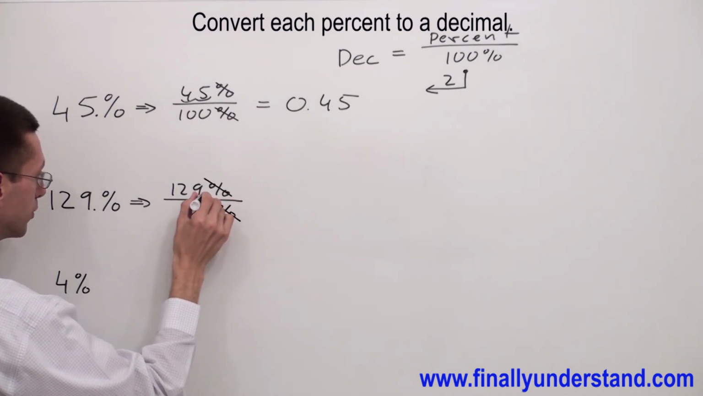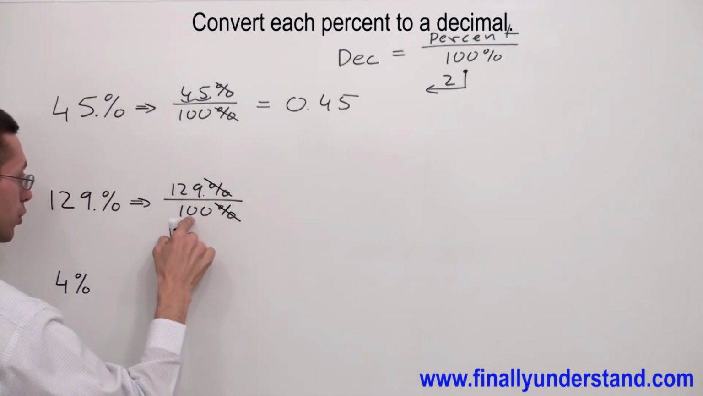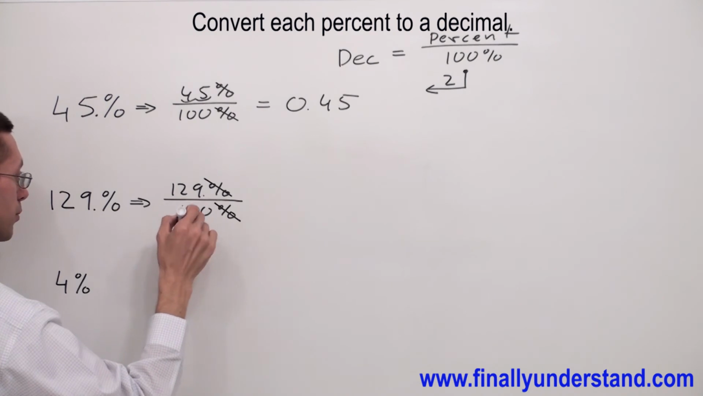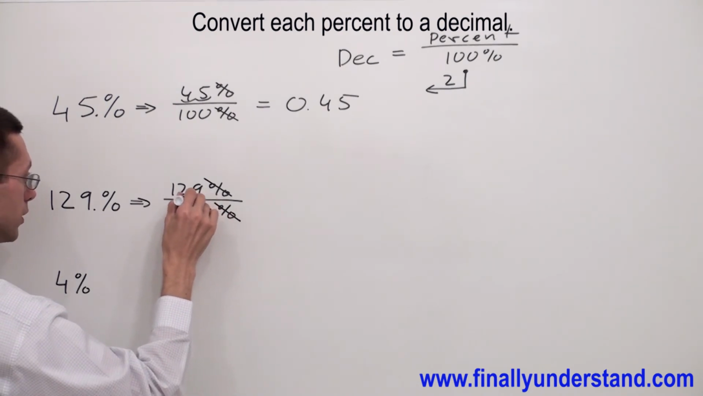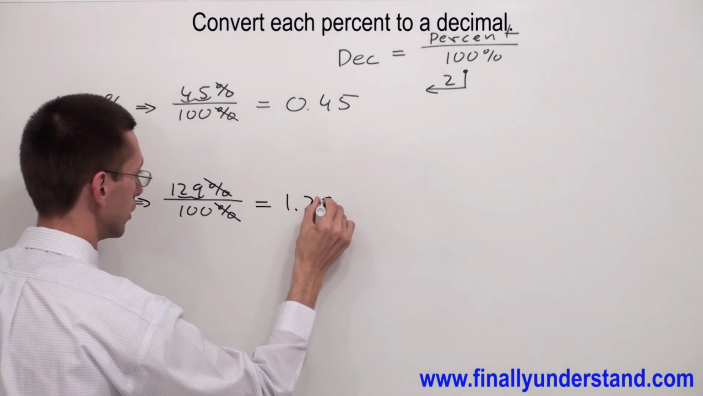We have to move the decimal point twice to the left, because the number of zeros is telling me how many times I have to move my decimal point to the left. So I have 1, 2. My answer is 1.29.